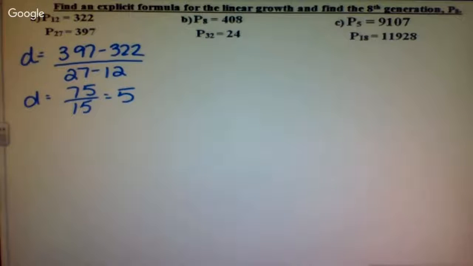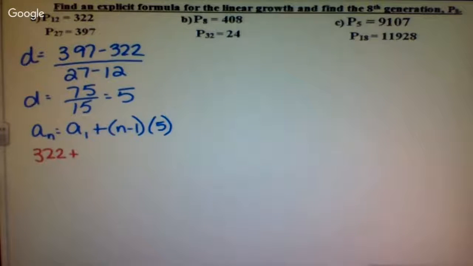Okay, so then we need to find your explicit formula. So again, that's A sub n equals A sub 1 plus n minus 1 times D, which you just found is 5. Well, in order to use this formula, I need to know what A sub 1 is. So we've got to plug one of those points in and solve. So you can pick either one of them. Which one do you want? 322. So we start 322 here.